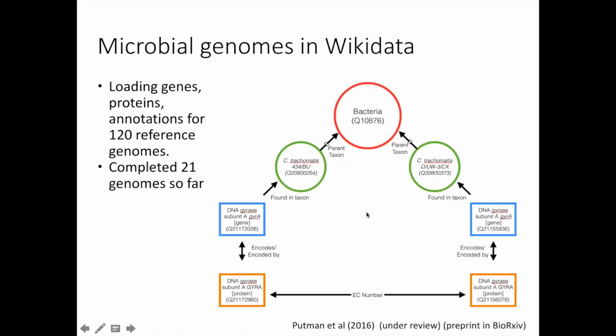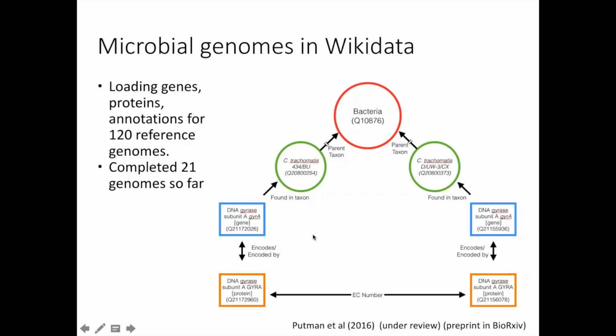So here's just a quick look at part of the data model that he has. So we have a gene here in blue. We can tell you it's found in the taxon. In this case, it's actually a strain of chlamydia, which is linked up to a whole long chain of parent taxons that will get you all the way up to bacteria. You see that that gene encodes a protein down here, which is its different unit. You see another gene over here from a different strain of E. coli, also encoding a similar protein, linked together because they have the same EC number.